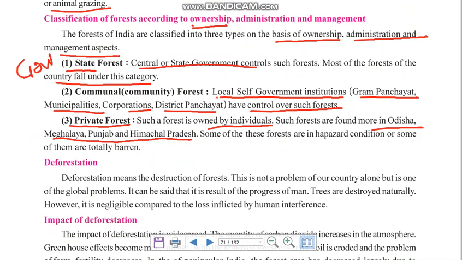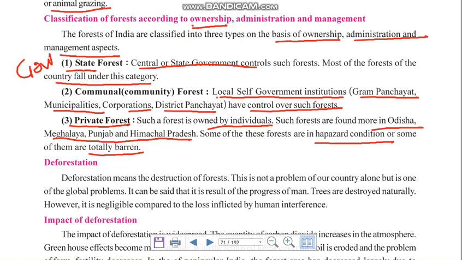Some of these forests are in haphazard condition, and some of them are totally barren. Usually they are considered to be in bad condition and totally barren, but there are some forests owned by private people which are in great shape and growing well.